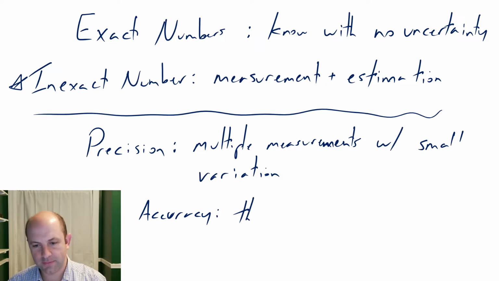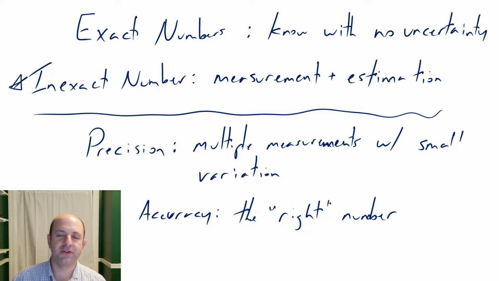Accuracy, on the other hand, this is the right number. All right? And so sometimes in experiments we'll say, okay, you're going to do these measurements, you're going to calculate the density of some material, but then you're going to look it up in a book and say, well, what number were we supposed to get? And so accuracy is, did I get close to the book number? Did I get what I was supposed to get? Precision is, if I do this multiple times, do I get the same number each time?